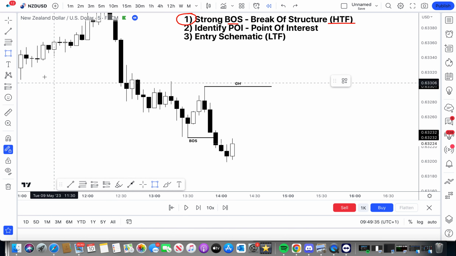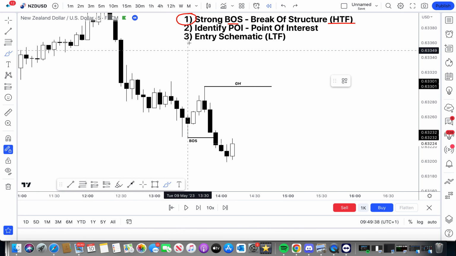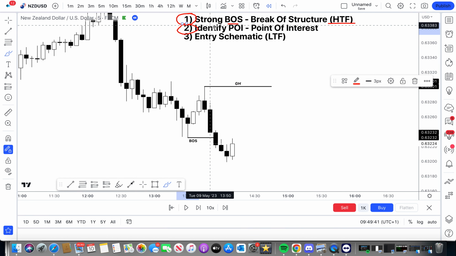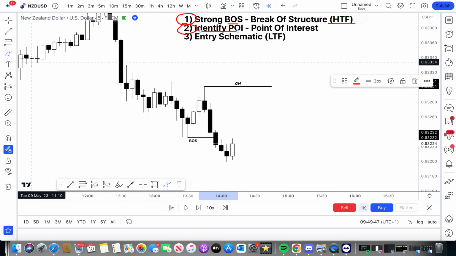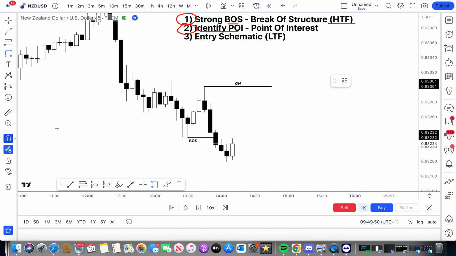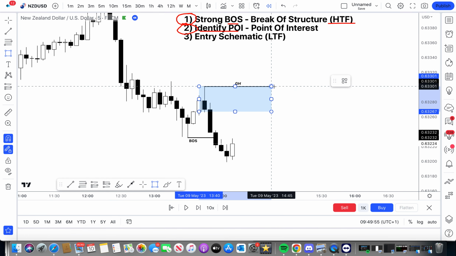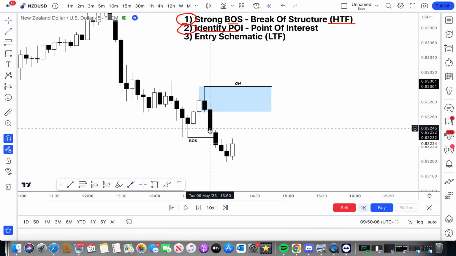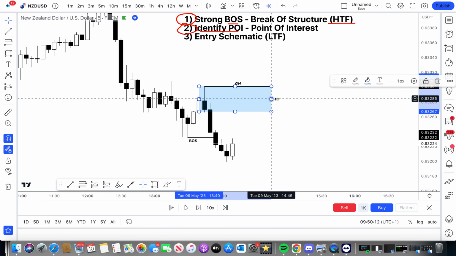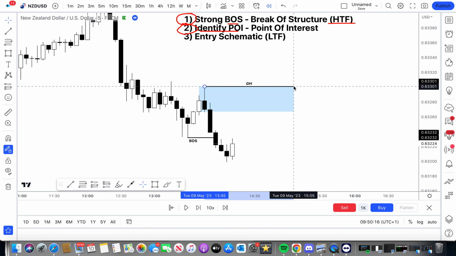Number two is identify our point of interest. This is simply where we are going to be looking for a short trade. In order to identify our point of interest, we need to identify the order block which made this downward move. That simply is the last up candle here, this last up candle before the strong move to the downside. We mark on from the candle open up until the candle high as a zone. And this is the area where we are looking to take our short trade.